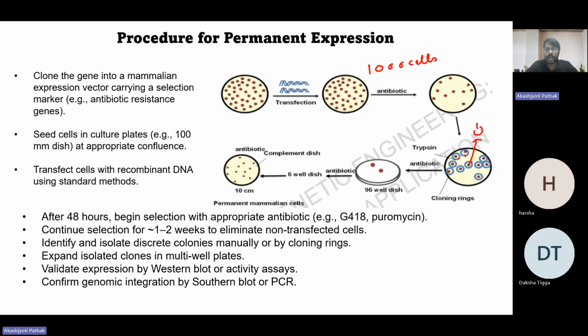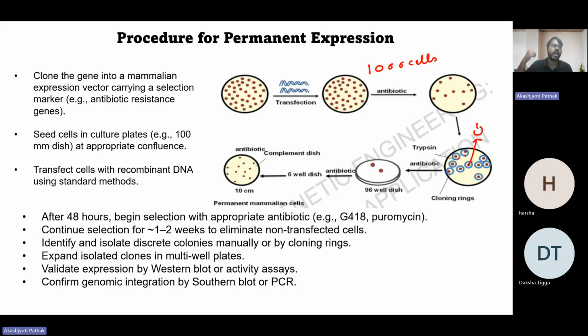You will subculture it separately in a 6-well plate or a 24-well plate, and then you will check the expression of each of these mammalian cell clones, and then you can maintain the particular cell which has the permanent expression.